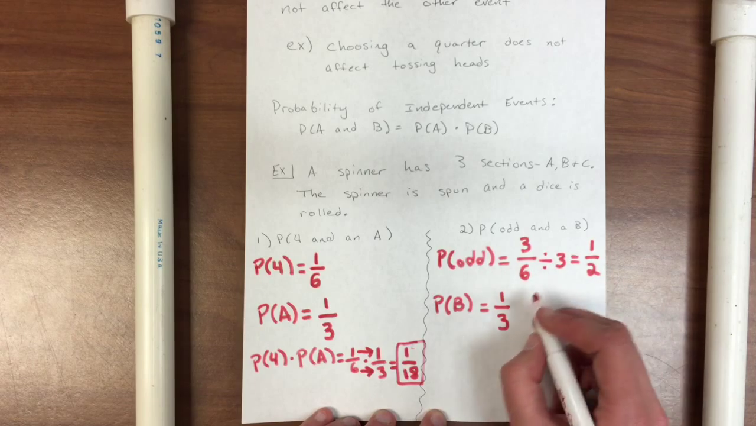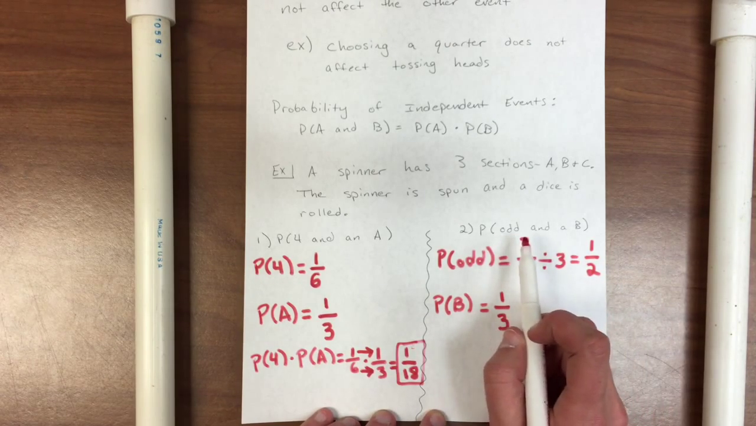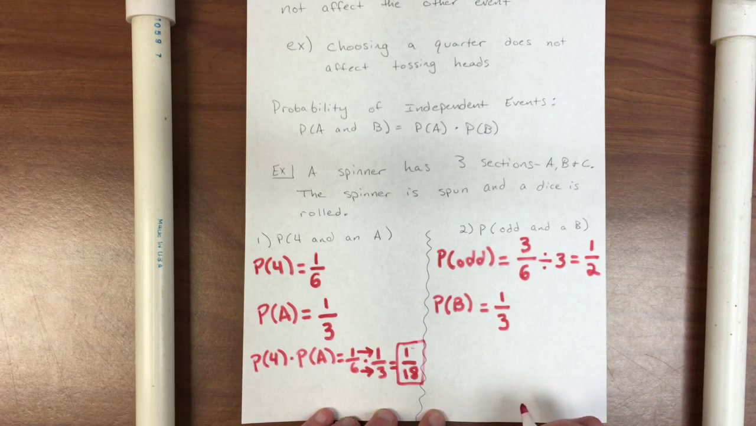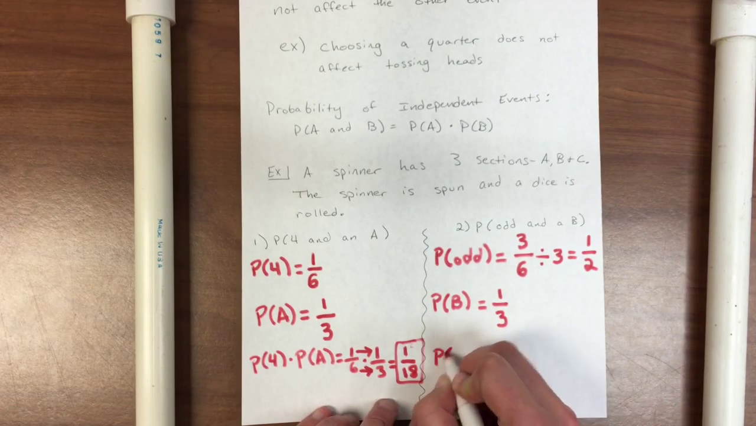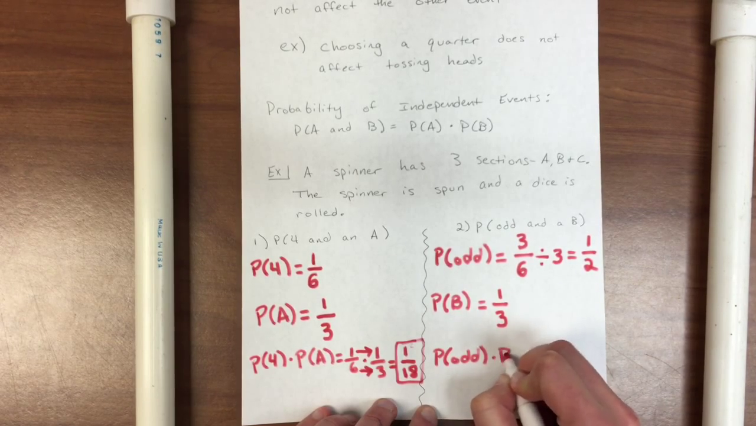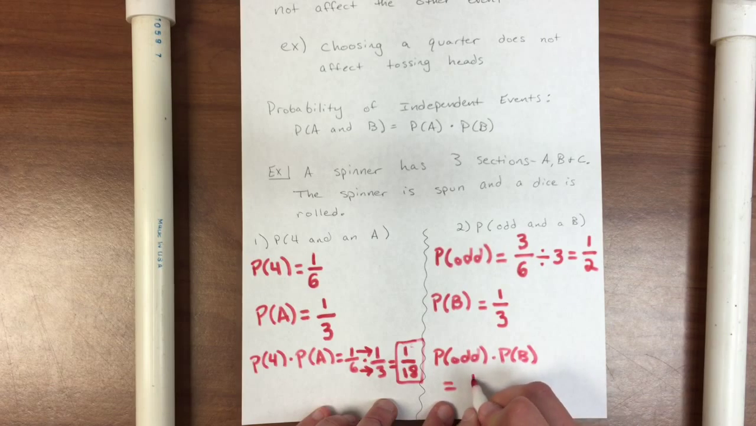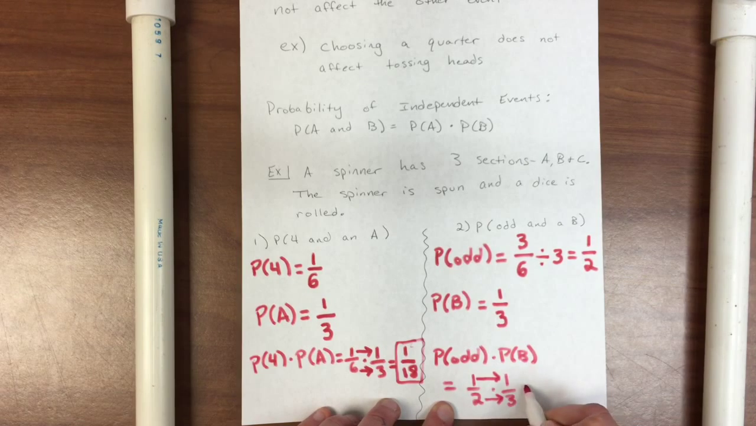So we have our two probabilities, but we want to find the total probability of getting an odd and a B. So what do I need to do? I need to multiply the two probabilities together. So probability of odd times probability of B is going to be 1/2 times 1/3. We're multiplying fractions. We go straight across the top and straight across the bottom. So on top, 1 times 1 should give us 1. And 2 times 3 should give us 6. So our probability of rolling an odd number and spinning a B on a spinner is 1/6.